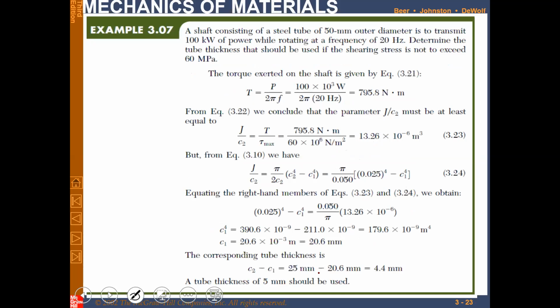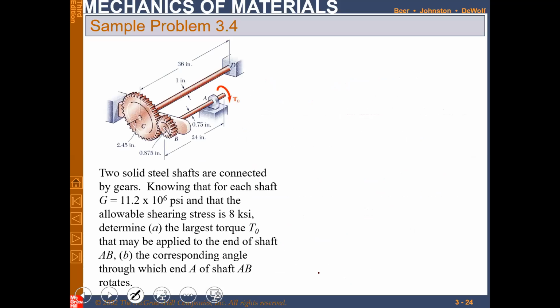Similar case over here as well. Again, we are calculating the difference. Now it is basically for the tube, right? Yes, it is for the hollow shaft, because the outer diameter is given, and we have to calculate the inner diameter of the shaft. So the same pattern is followed. Here we are using J by C2 ratio, pi by 2 C2, where C2 is the outer radius, minus the inner radius, and from there C1 is calculated, that is 4.4 millimeter. So the tube thickness should be around 5 millimeter for this much area, right?